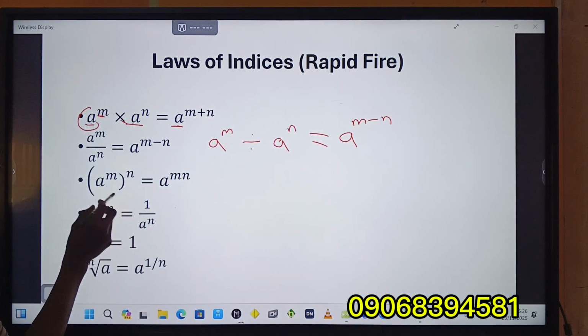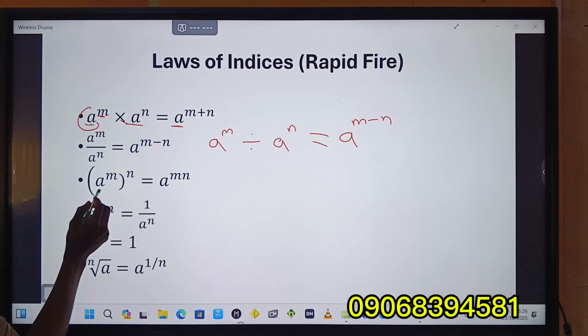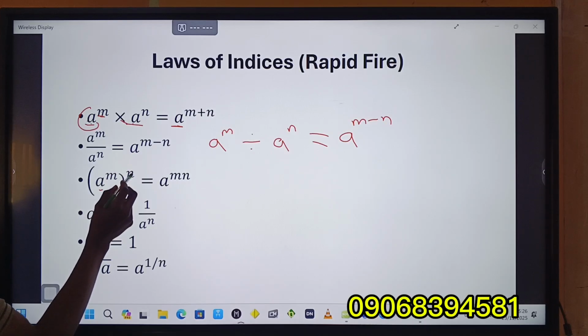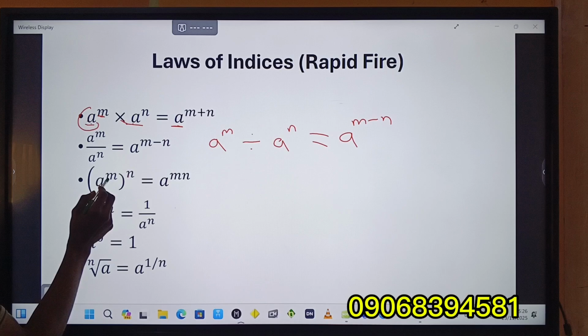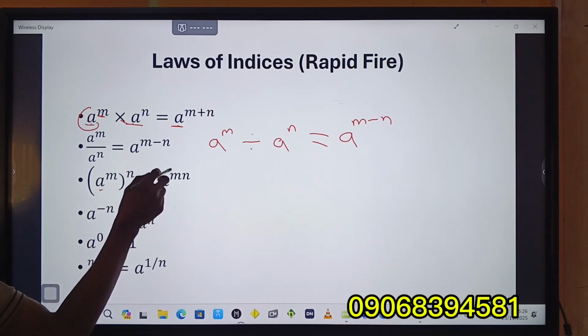Now this one, bracket rule. This one states that if you have something like this, you just open the bracket. Now this is a raised to power m, then you close bracket, raised to power another n. So you just use this n to multiply this m. So if you open the bracket, you'll be having mn. So a raised to power mn.